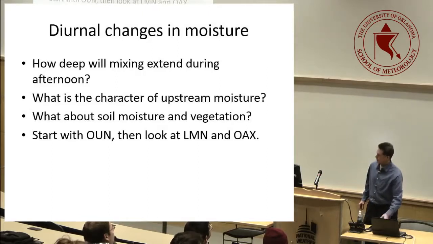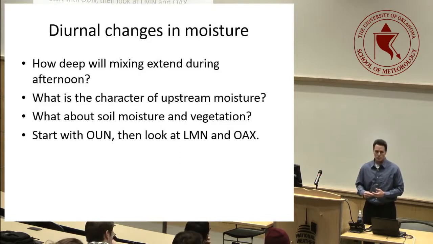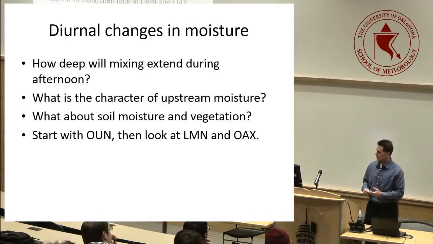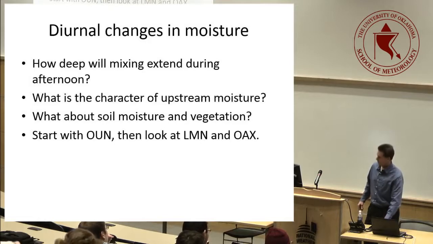Okay, so again, this is something to think about while we do this exercise. How deep is it going to mix during the day? What does the moisture upstream from the area you're interested in look like? And what about the soil moisture or active vegetation? I haven't shown anything with vegetation because it was a little bit early in the year for that. But in this case, soil moisture looks questionable down south. And again, we'll go from south to north and look at the changes during the day.